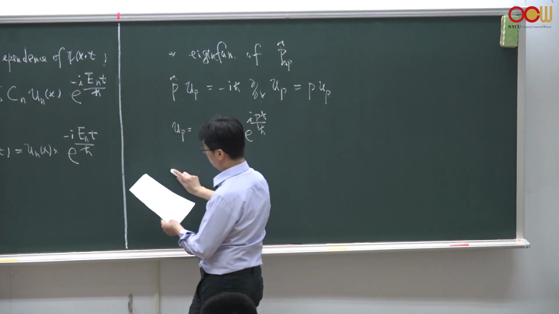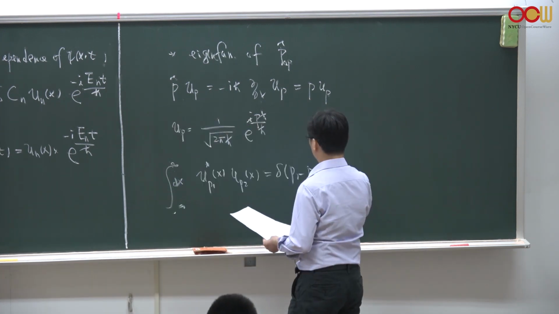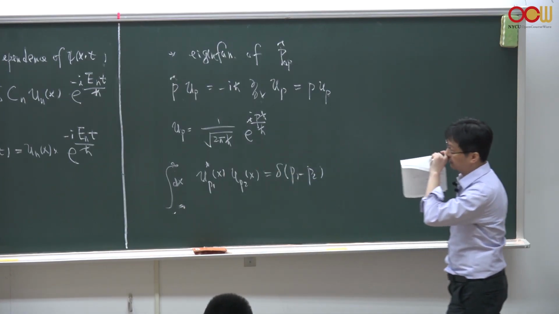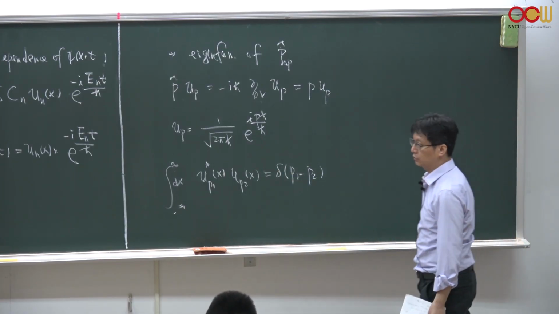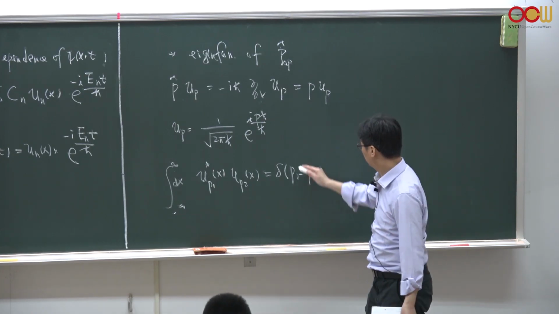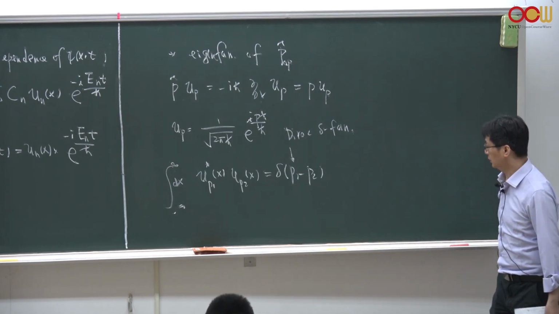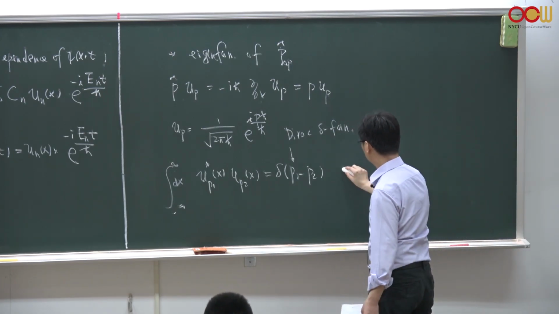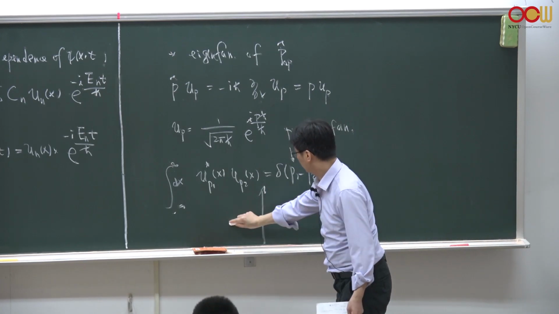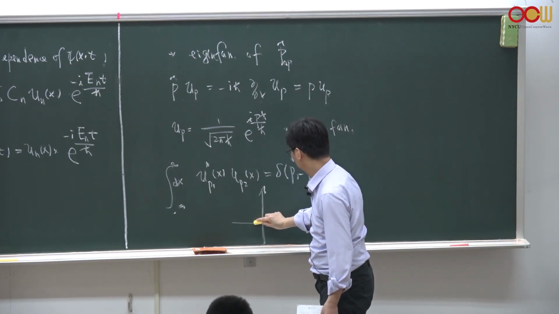And you can check that this satisfies the orthonormal condition. Since this momentum variable is continuous, the continuous version of the orthonormal condition is not the Kronecker delta function, but the Dirac delta function. I defined the Dirac delta function already. Remember, this is an infinitely sharp, infinitely narrow peak, right?